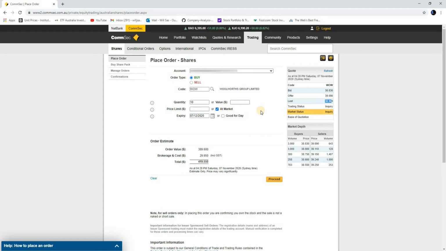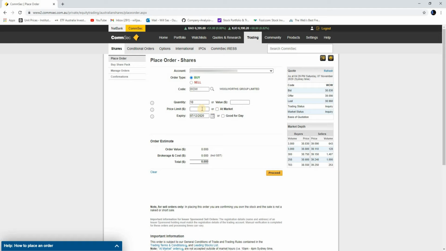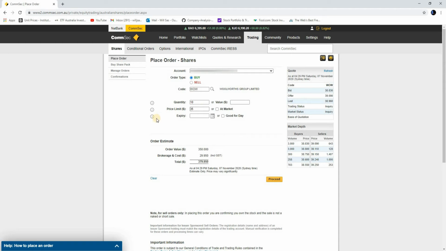Next you have price limit, and this is the maximum amount you're willing to pay for the shares. So let's say you want to buy the shares at no more than $35. Just type in $35. Below this you have expiry. So this is how long you want your order to be valid for.